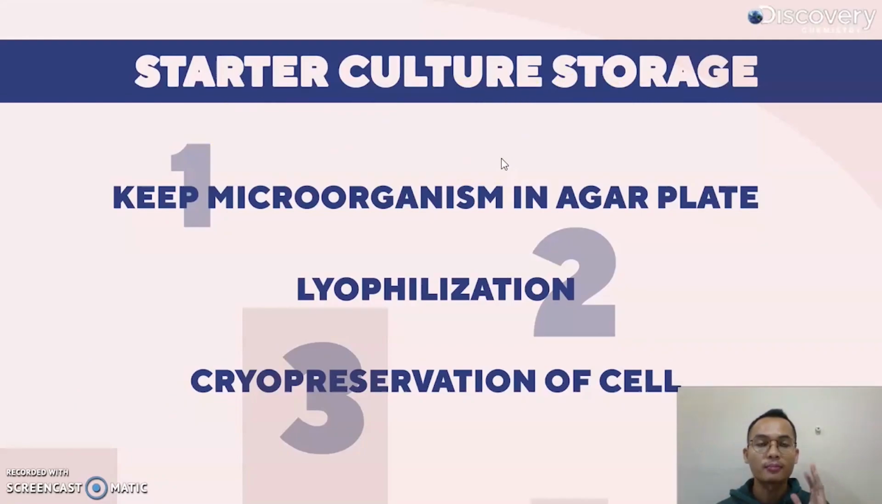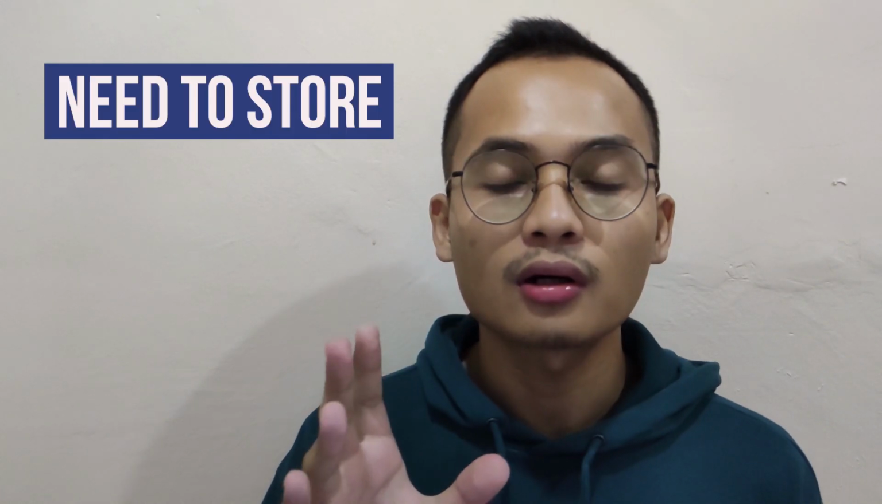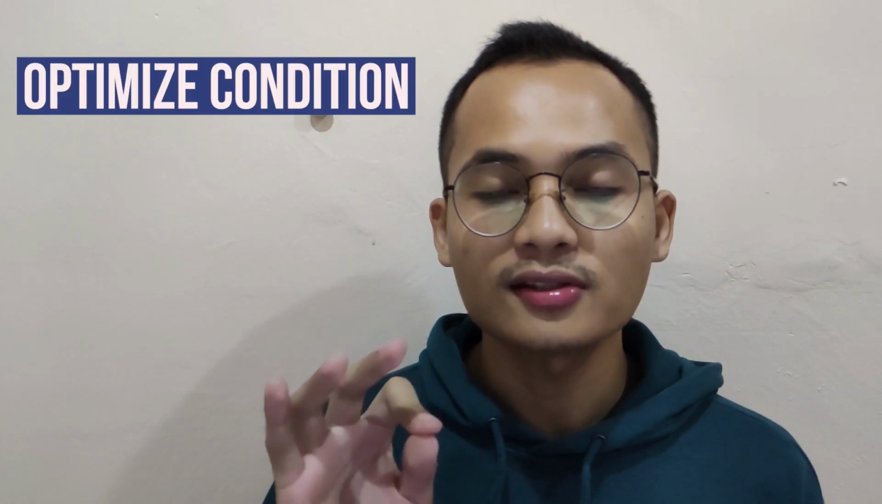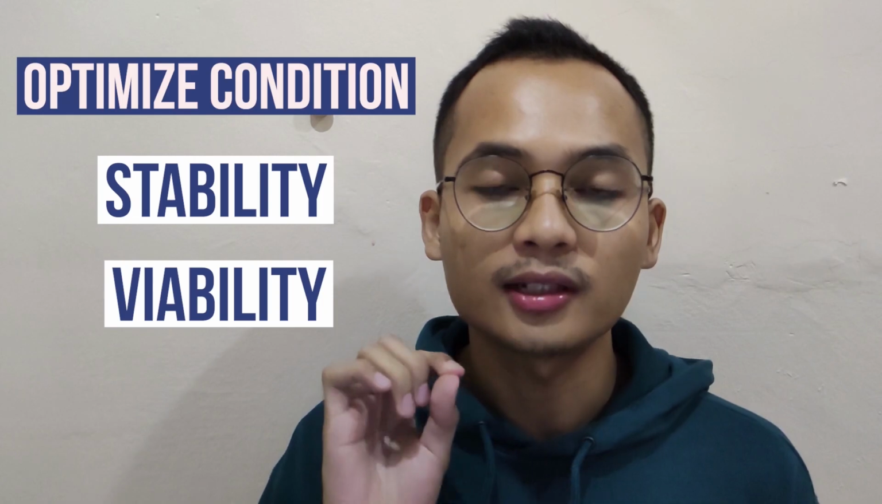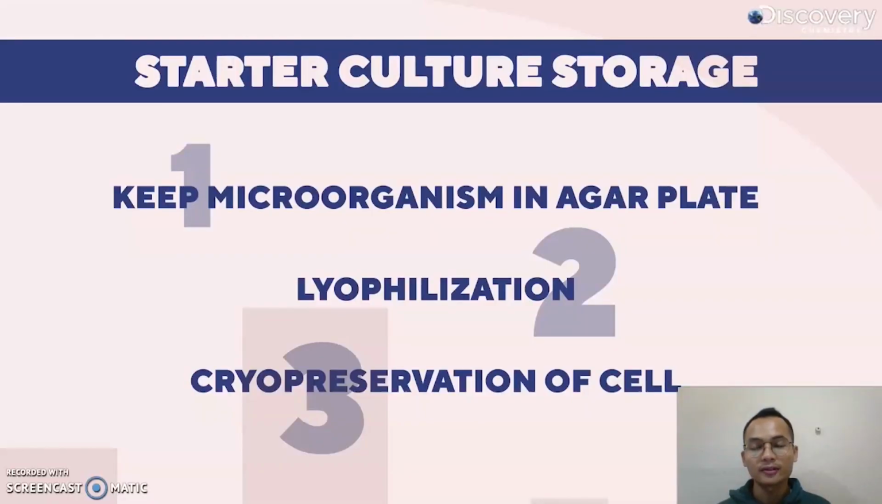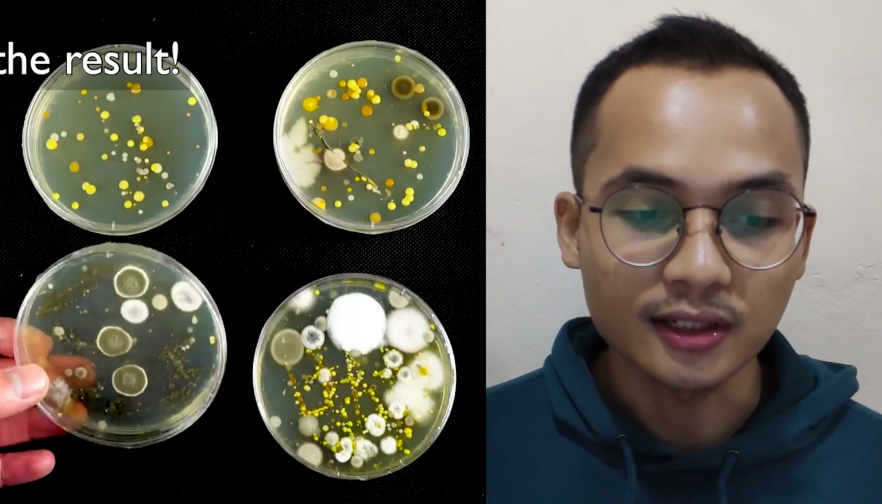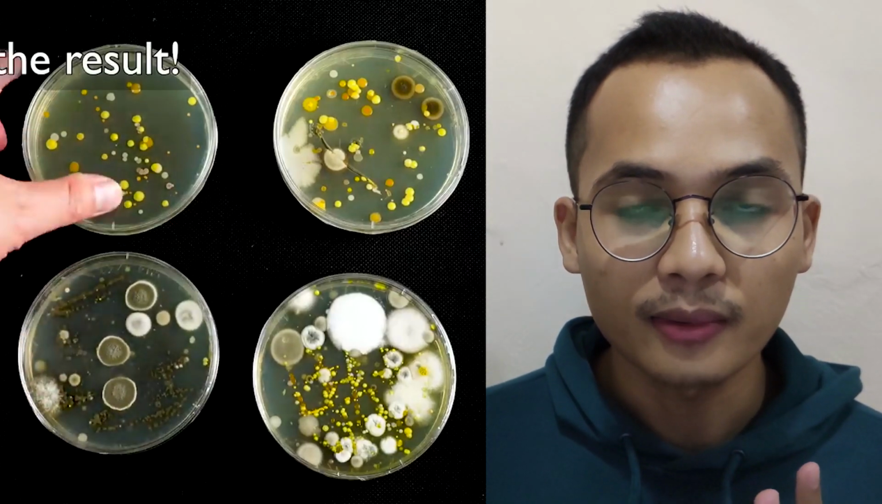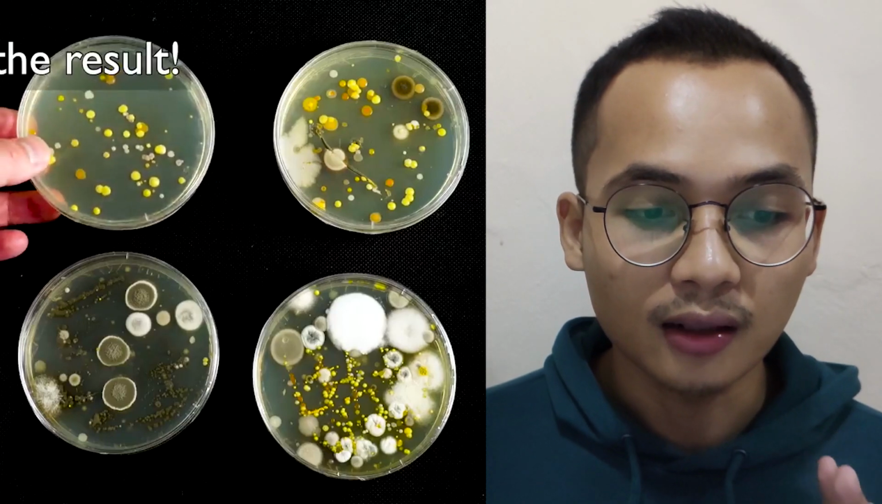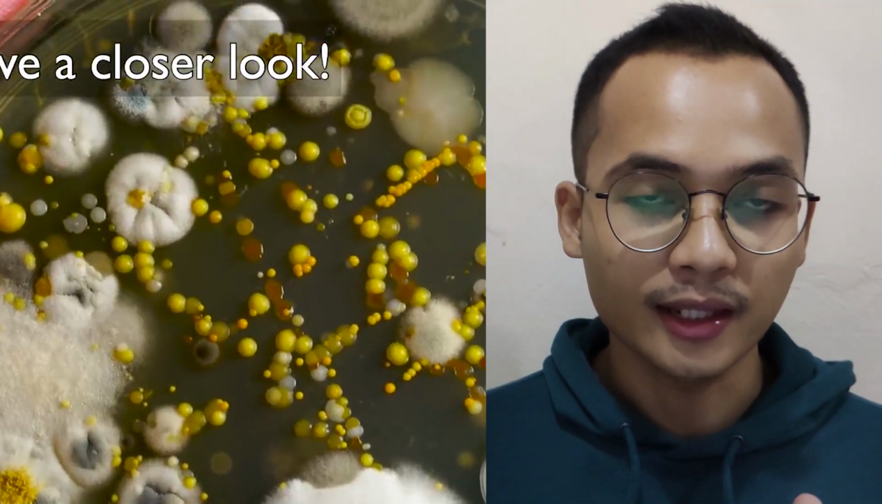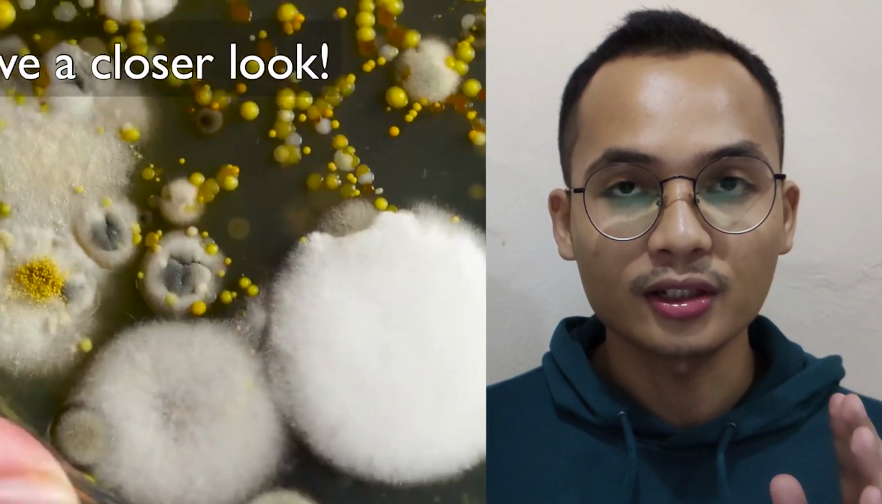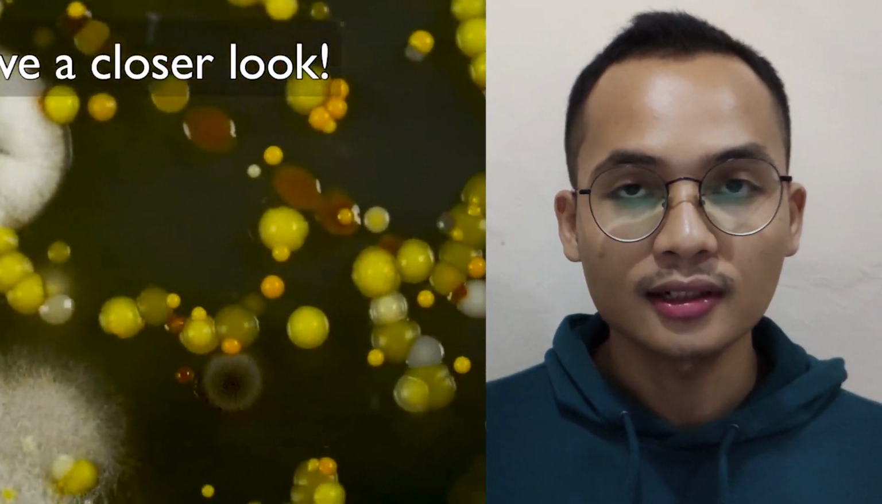So after we get the best culture from the mass screening techniques, we need to store the culture in the optimized condition so that the microorganism retains its stability and viability. There are several methods that can be used. The first one is to keep the microorganism in an agar plate. What is agar? Agar is a substrate that contains all nutrients that the microorganism needs. The cell can stay alive in the agar plate for a while until all nutrients in the agar plate are used up by the microorganism. Then, after all the nutrients have been used up, the microorganism will be transferred into a new plate.